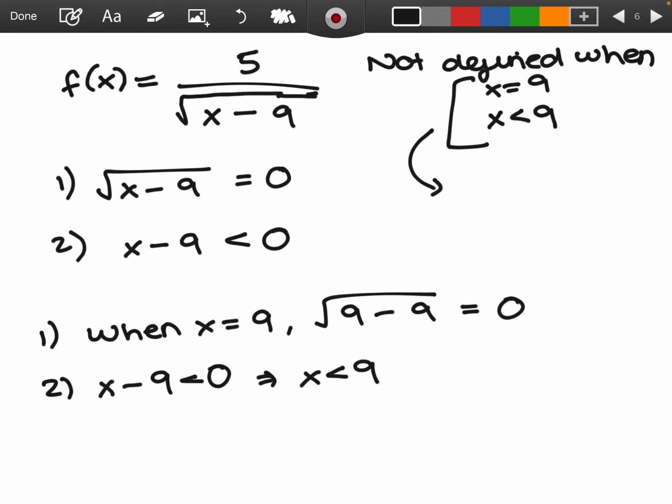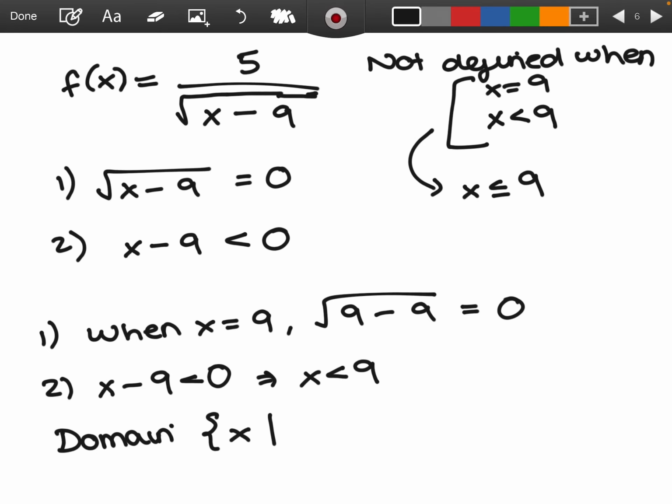So you can see that that is the case for any values less than 9. I know it's not defined when x equals 9, and I also know it's not defined when x is less than 9. Put these two things together, and you get that it is not defined when x is less than or equal to 9. Okay, so I've put those two things together.